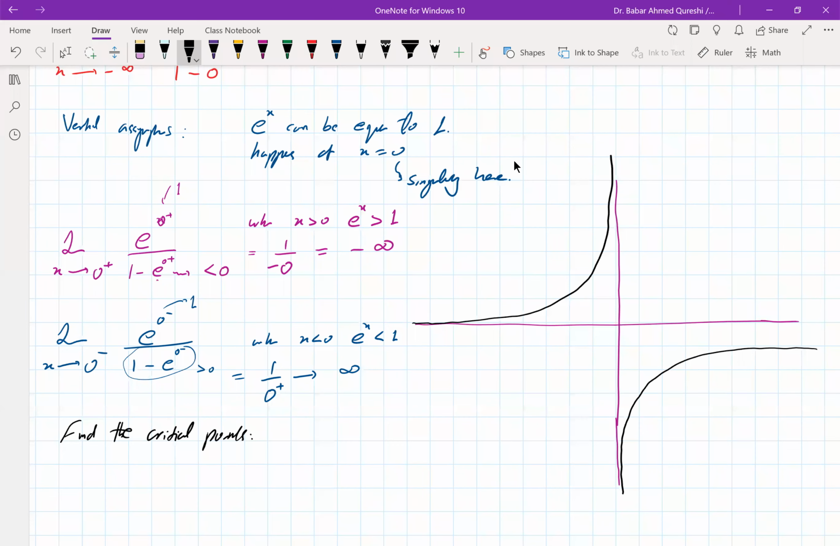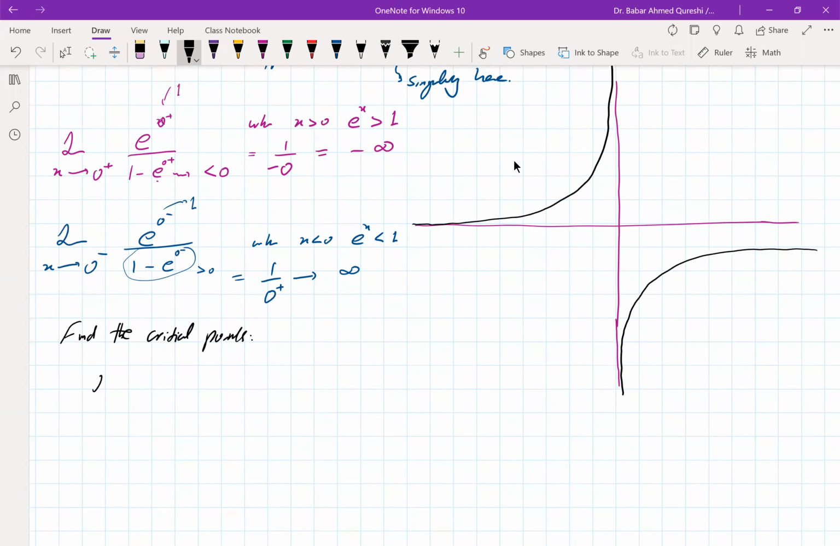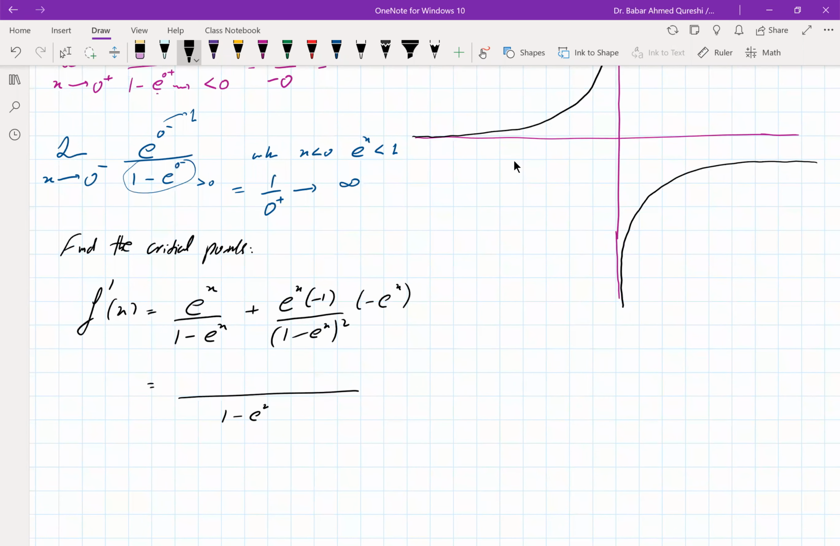For that, you need the derivative. And the derivative is e^x over 1 minus e^x plus e^x times (e^x minus 1), all over (1 minus e^x) whole square. This gets multiplied with this: e^x minus e^(2x), minus and minus plus e^(2x). So this is simply e^x over (1 minus e^x) whole square. And if I put it equal to 0, e to the x is never 0. So no critical points.